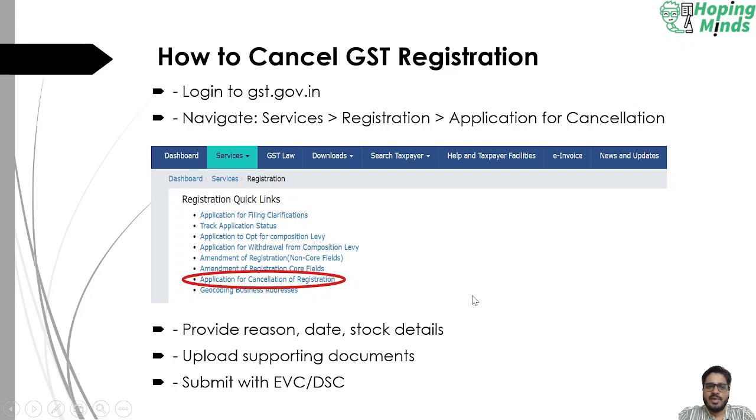Once we have selected the application for cancellation of registration option, we need to provide a reason for cancellation, the effective date of cancellation, and the stock details. The stock details are required. In case stock is lying with the business, then the input tax credit held in the stock needs to be reversed. Then we have to upload the supporting documents and submit the application with EVC or digital signature certificate.